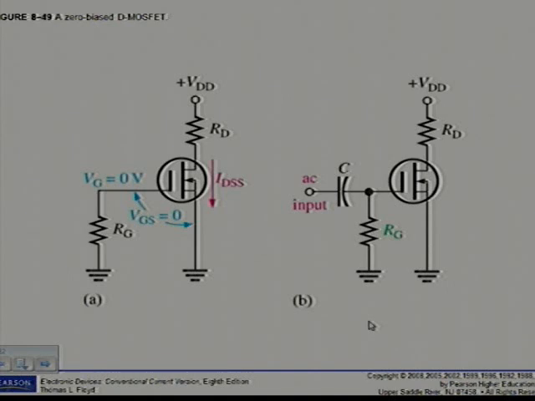Alright, so that is then for the D-MOSFET bias. This concludes section 8.7, which is concerned with MOSFET biasing.